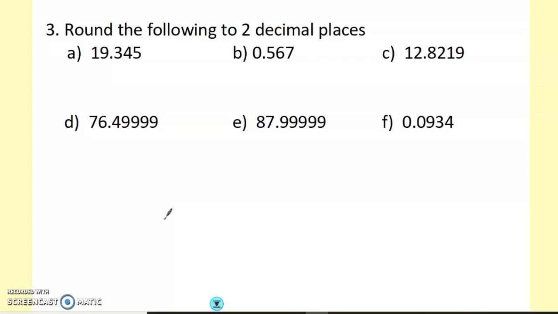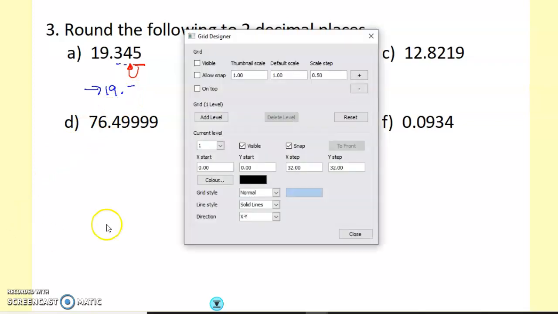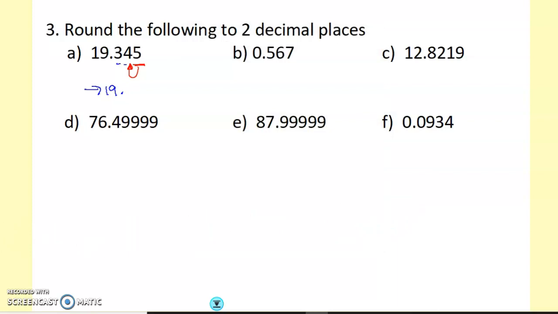Okay, first one. We've got 19.345. Because I want to round to 2 decimal places, I want to be left with 2 numbers after the point. So it's the third number that becomes my deciding number. That's 5. So that 5 is going to push that 4 up to 5. And 19.345 becomes 19.35.